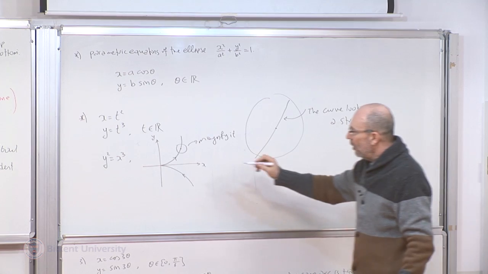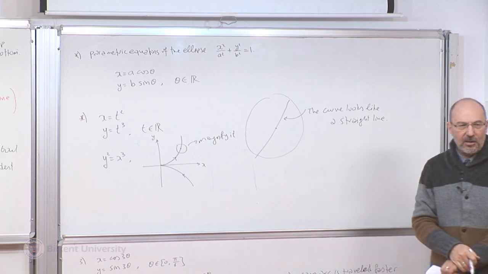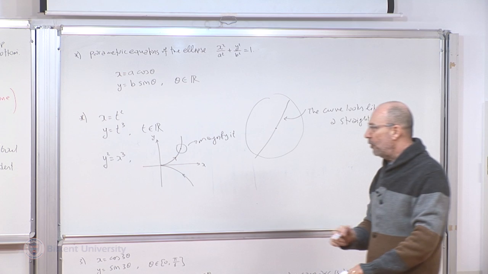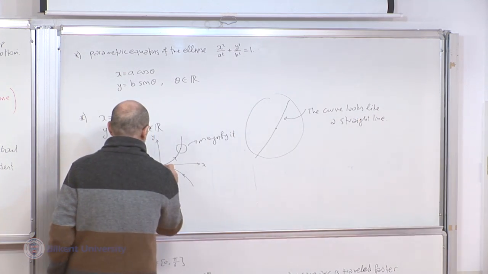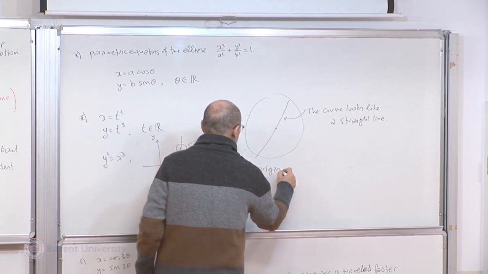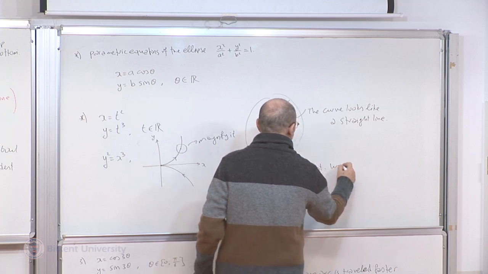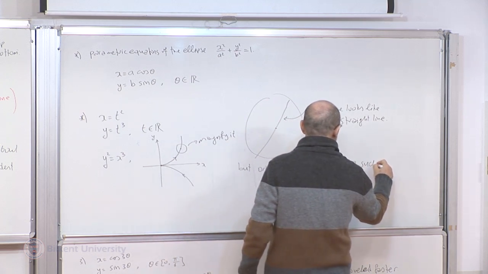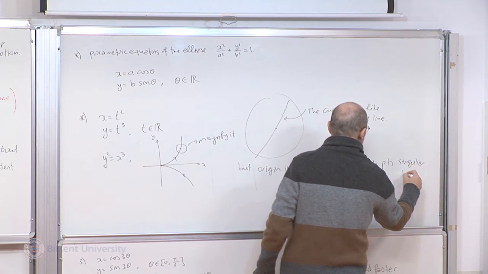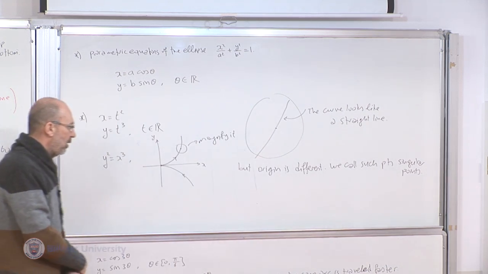But you see, if the ant is living at this point, if he looks around, it's not a straight line. It's a different point. We call it a singularity. So this is one of the basic examples of a singularity. But the origin is different. We call such points singular points.